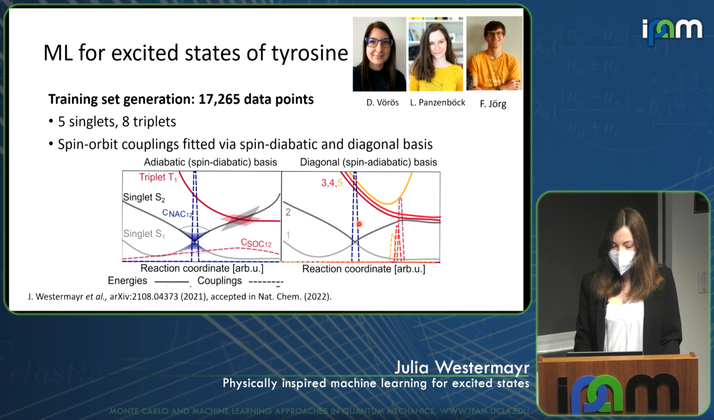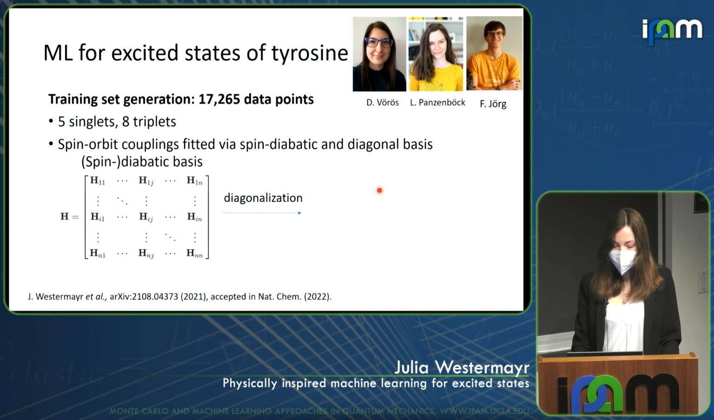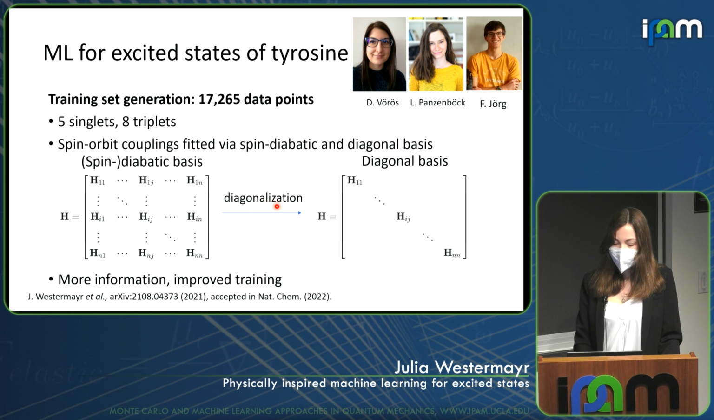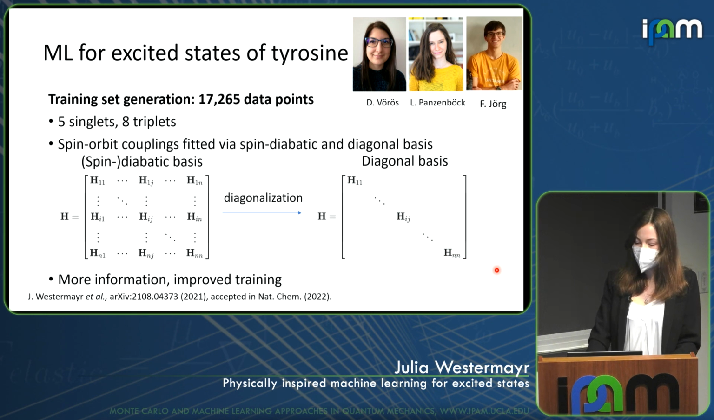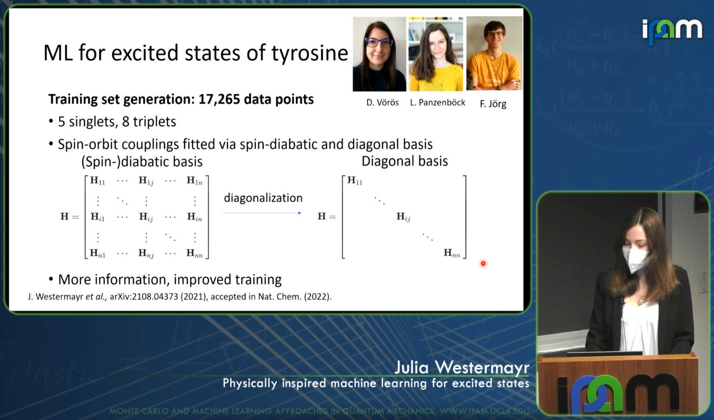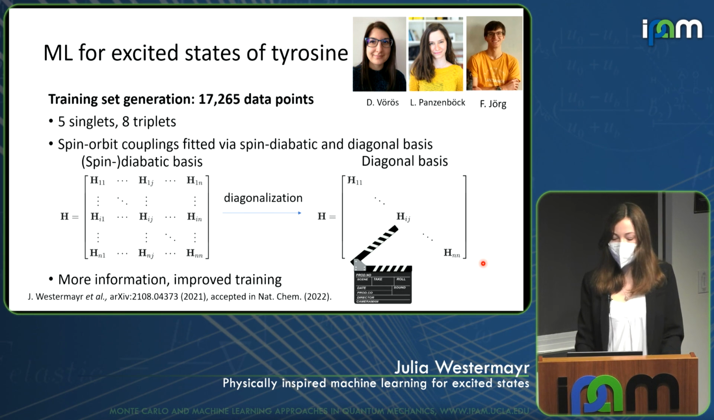And these states change based on the spin orbit couplings. So what we did was we predicted a Hamiltonian that was similar to the spin diabatic basis. Then we diagonalized it, and we also included information of the diagonal energies into the loss function. So we had more information, and this improved the training. And the diagonal energies were actually also very important for surface hopping to get these correctly. So with this, we had a final setup, and we did the dynamics.